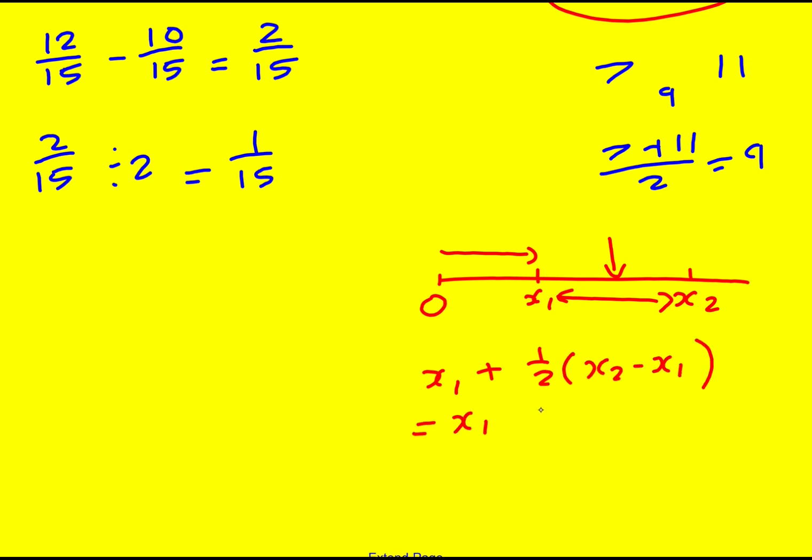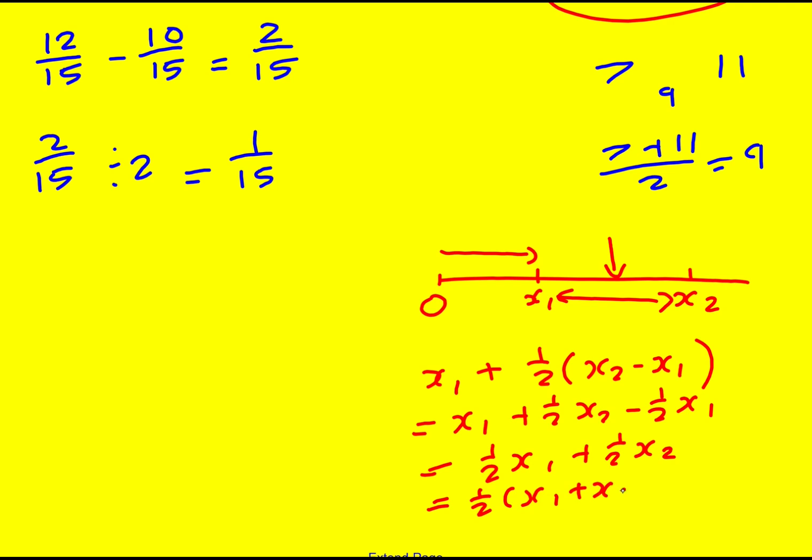If you expand the bracket, we get x1 plus a half x2 minus a half x1. Well, x1 minus a half x1 is just a half x1, and then we're adding on a half x2. We can factorize out the half, x1 plus x2, which is exactly the same as x1 plus x2 divided by 2. So that's a nice little proof. And it works for coordinates. You just do y1 plus y2 over 2 as well.